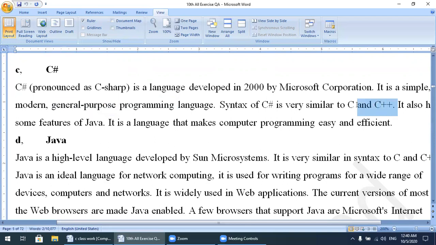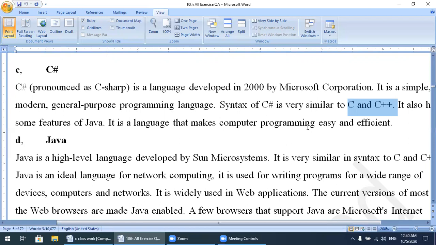I will tell you the meaning of syntax. Syntax means the rules for a language. For example, in the English language, whenever you complete a sentence, you put a full stop at the end of each sentence. In C language, whenever you complete any instruction or statement, you put a semicolon. So these things are known as syntax, the rules for any language.